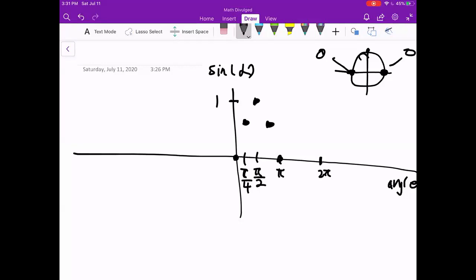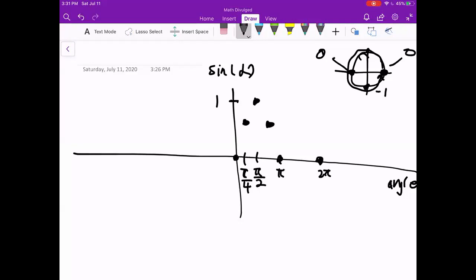Sine of 2 pi, that's just a full circle around. So if we go a full circle around, we return back to having sine being equal to 0. So we can plot this point. We can plot the point in between them, which is 3 pi over 2. If we have 3 pi over 2, then that's down here, which is 270 degrees. And this is equal to -1.